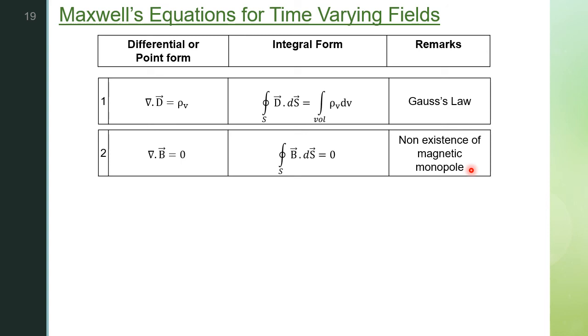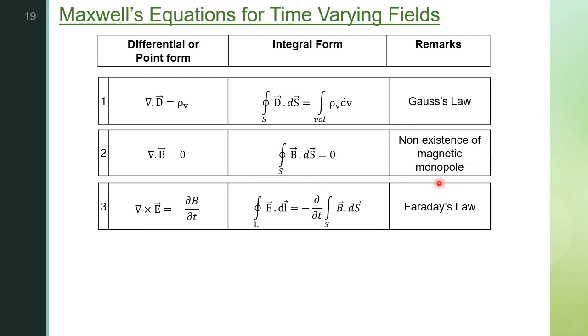Now, the third and fourth equations got modified in the case of time varying fields. The third equation was Faraday's law, where del cross E equal to minus ∂B/∂t, which was the point form or differential form. And when you convert it into the integral form, you get the closed integral over L of E dot dl is equal to minus ∂/∂t of the integral over S of B dot dS. So this implied that if we have a time varying magnetic field, it will produce an electric field.